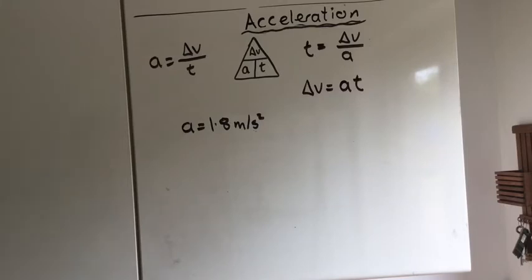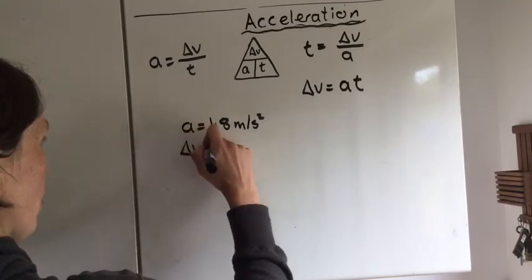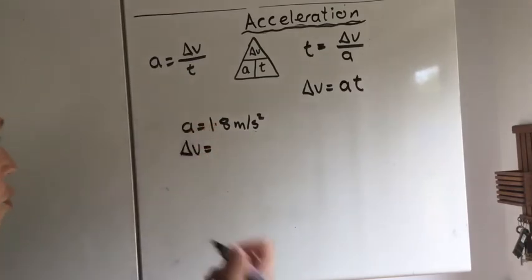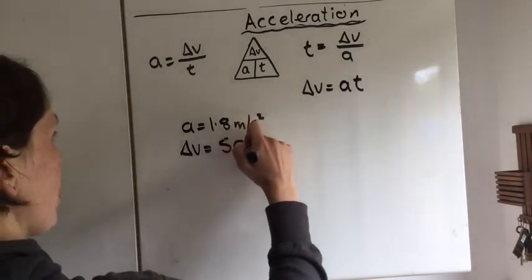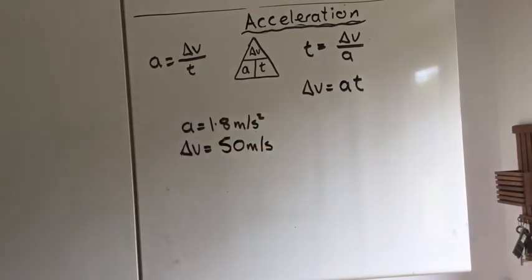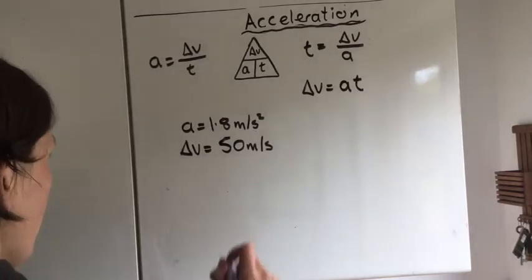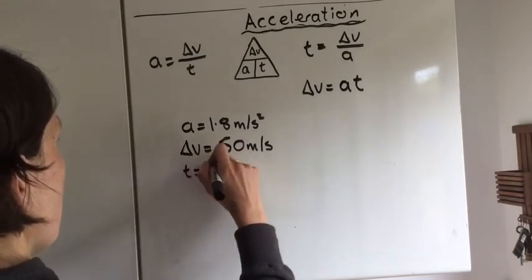Then we've got the change in speed. So it's accelerating and it's going again from being stationary, but this time it's going right up to 50 meters per second. So what it's saying is, if it's going up by 1.8 meters per second every second, how long will it take for it to get to 50 meters per second, basically? So then we have to work out time.